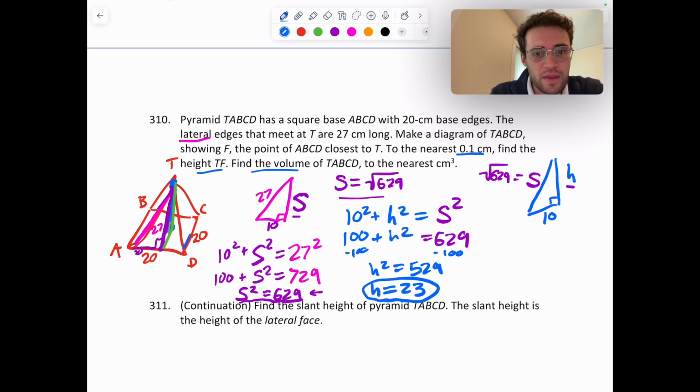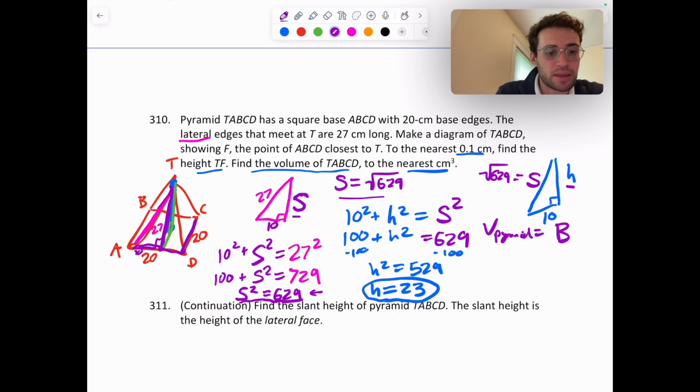But they say find the volume of TABCD to the nearest centimeter cubed. Okay, so for this one, you'd actually probably have to round. What we're going to need to do is find the area of the base, multiply it by the height, and then multiply that by 1/3. Because we know the volume of a pyramid is equal to the base, and I'm doing a capital B because I mean the area of this base, in this case that square, times the height times 1/3. It's like the volume of a prism, but then you multiply by 1/3. You could think of that as dividing it by 3.